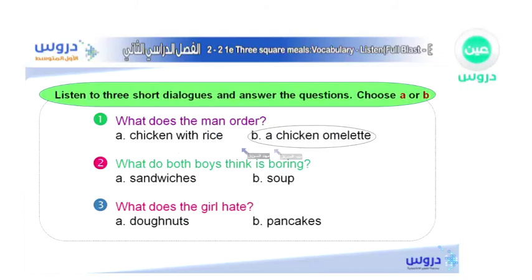So he doesn't want chicken with rice. He actually wants omelet, and they gave him chicken omelet. Okay, what about the second one? Let's read the second one together. It says over here, what do both boys think is boring? Sandwiches or soup? Okay, let's read and see.